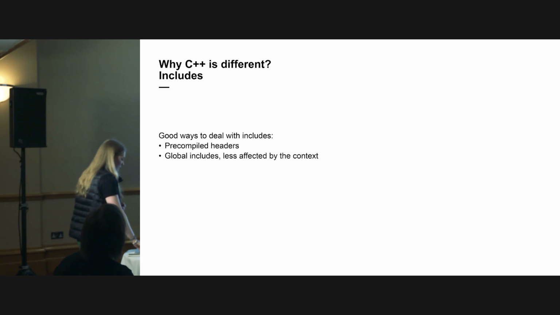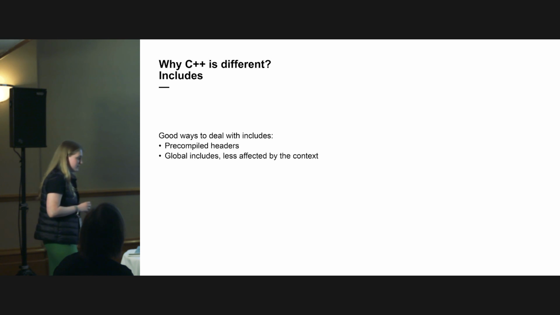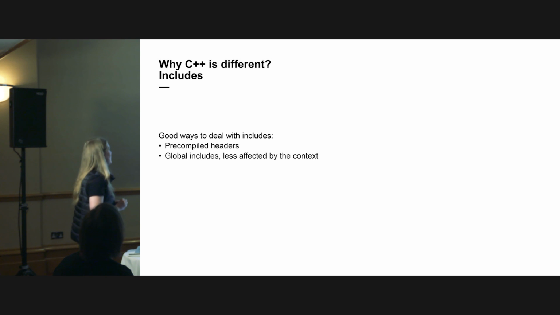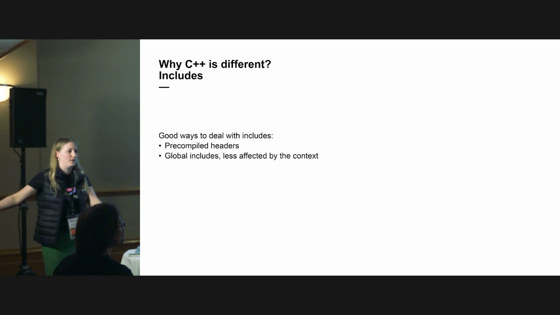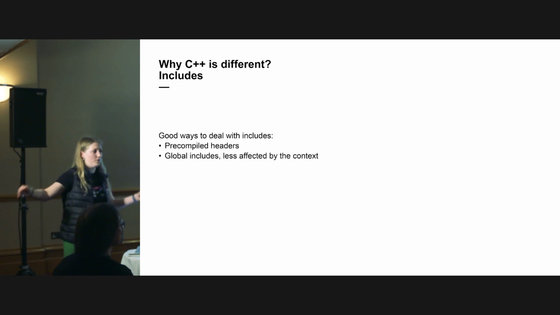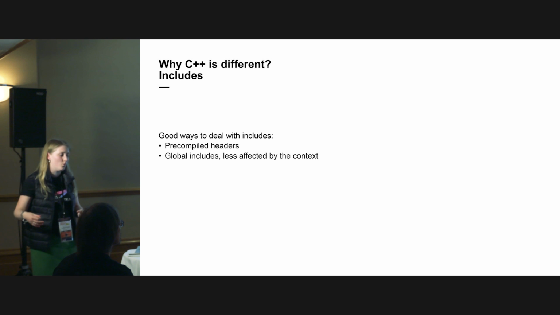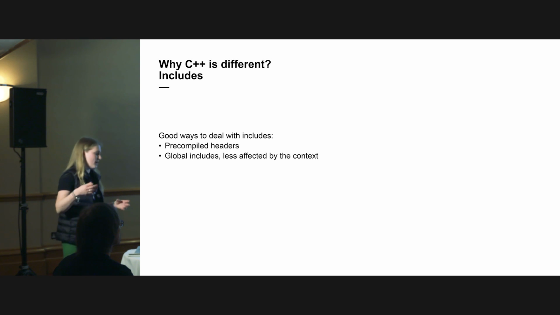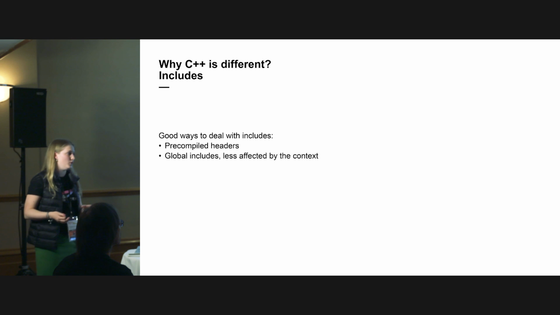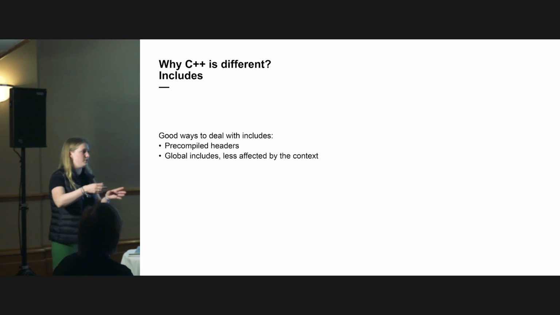But of course, we cannot afford precompiled headers all the time. There could be cases when they're just not applicable. And if you think more, global includes are much better than local includes, because local includes are highly affected by the context. It's included somewhere in the middle of your code, and we have to take all the context around it at that very moment and parse this whole header file with all this information. And if this file is included in another context, we have to do the same, but with another piece of information.